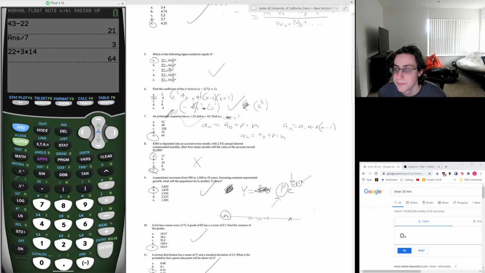But we will see. Okay, so we have P is 900 times e. Our rate is what we're trying to first solve for, because they don't give that to us initially. R, and they give us 25 years. So 25R. 1500 equals 900 times e to the 25R.